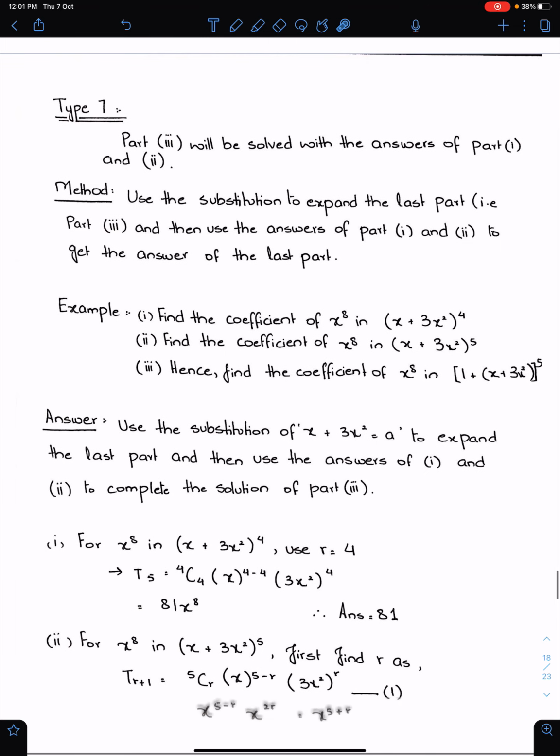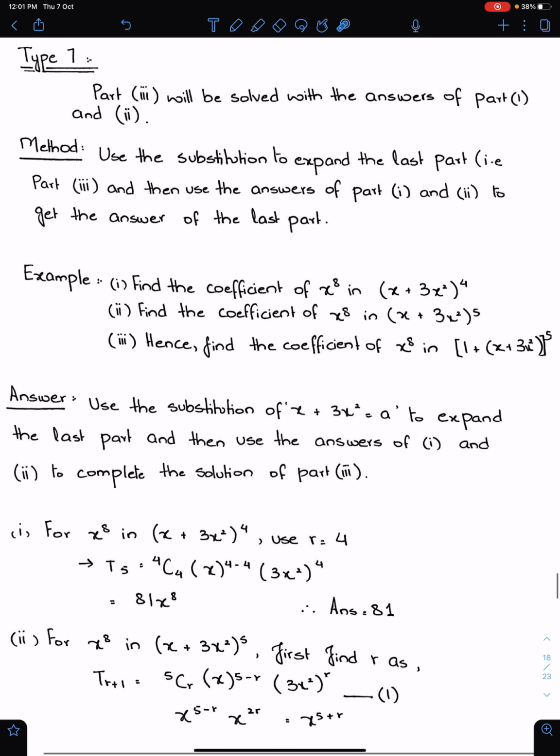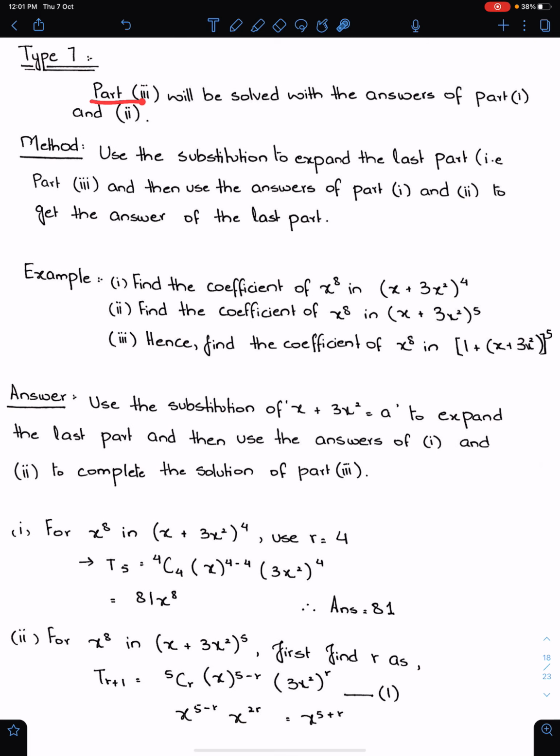Type 7 question. Part 3 will be solved with the answers of part 1 and part 2. Method: use the substitution to expand the last part, that is part 3, and then use the answers of part 1 and part 2 to get the answer of the last part. I explain these things with the help of this example.